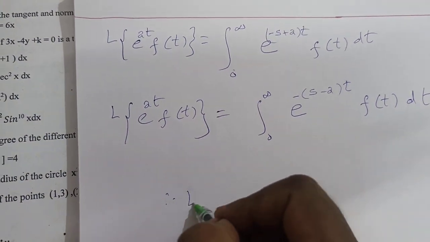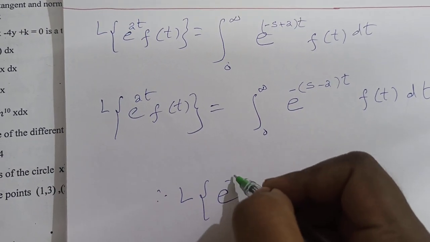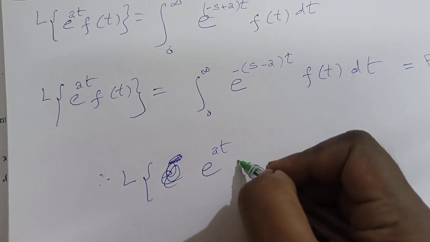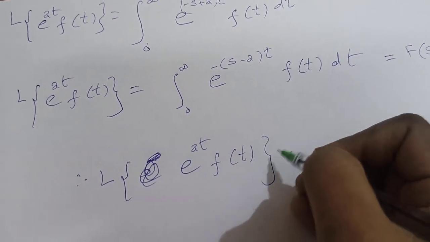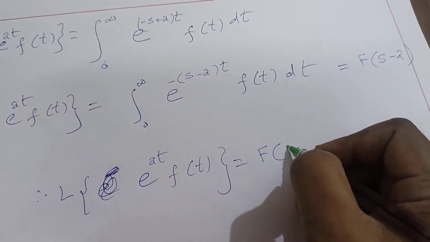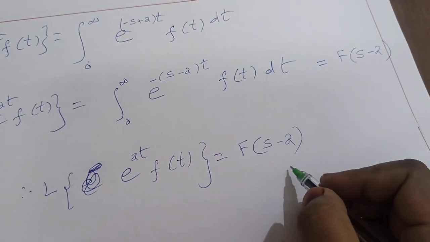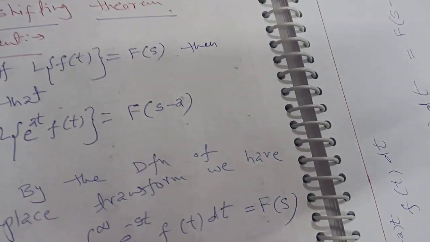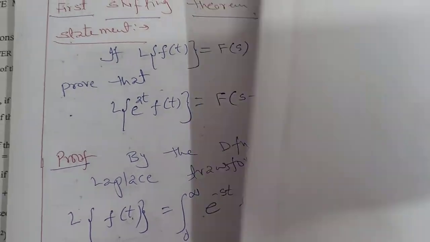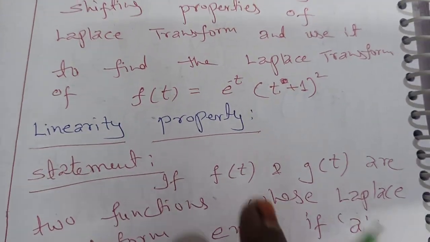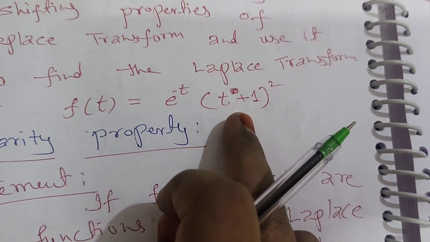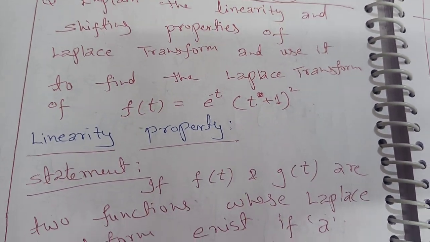Therefore Laplace transform of e to the power of at into f of t is equal to F of s minus a. This is the second theorem. Now we have to find out the Laplace transform of e power of minus t into t plus 1 whole square.